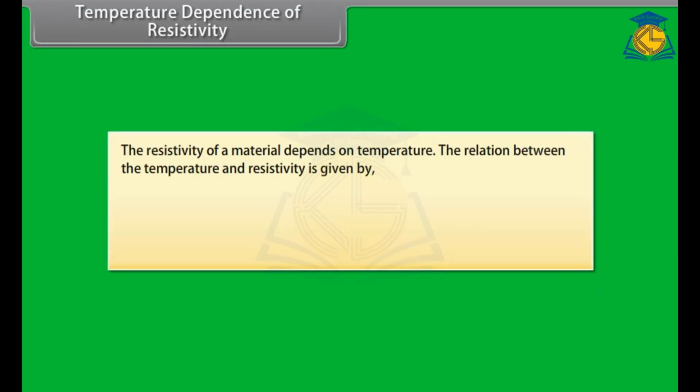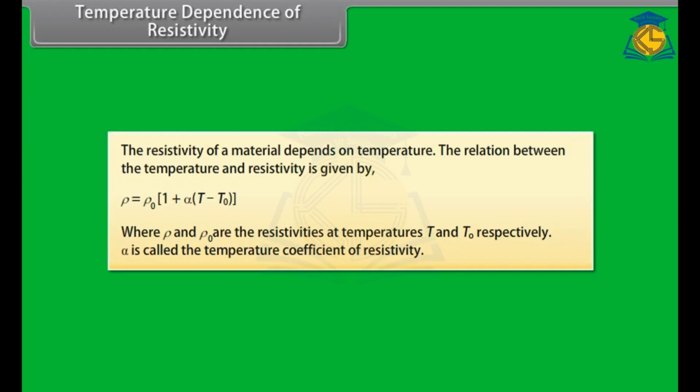Temperature dependence of resistivity. The resistivity of a material depends on temperature. The relation between the temperature and resistivity is given by rho is equal to rho naught multiplied by 1 plus alpha (T minus T naught), where rho and rho naught are the resistivity at temperatures T and T naught respectively. Alpha is called the temperature coefficient of resistivity.